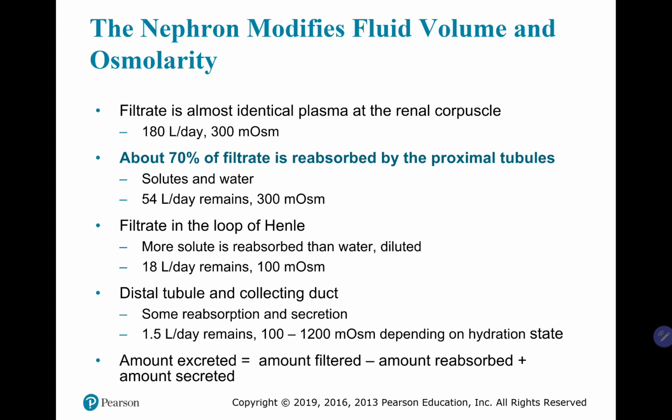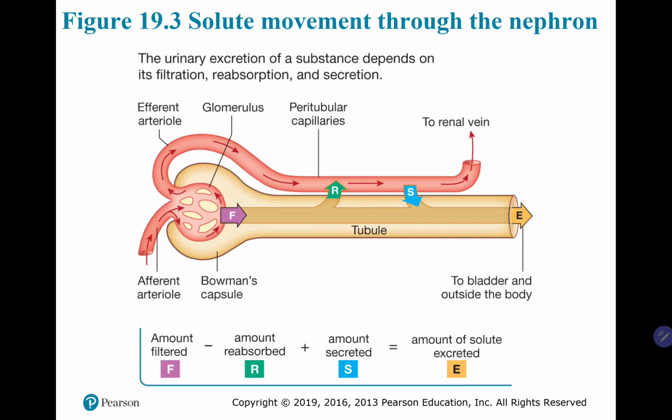So when we're looking at that filtrate, it's going to be similar or almost identical to plasma at the renal corpuscle, right? Your kidneys or your nephrons are going to filter 180 liters per day. Okay, 180 liters per day. About 70% of that filtrate that you just filtered through is going to get reabsorbed right back into that proximal convoluted tubule. So you filtered it, right? But you're going to reabsorb most of it back, right? Almost immediately.